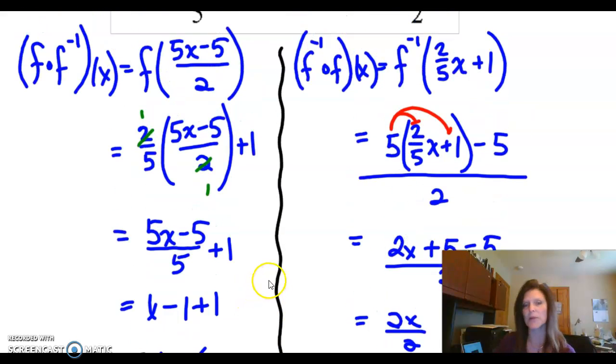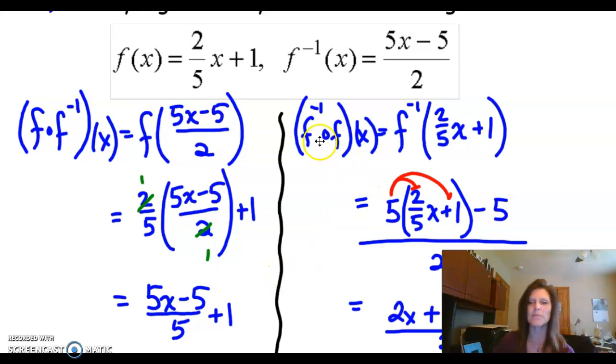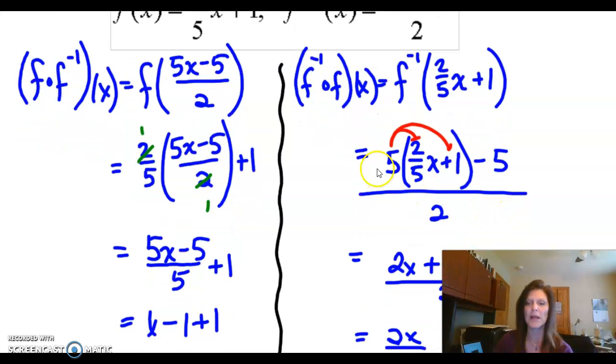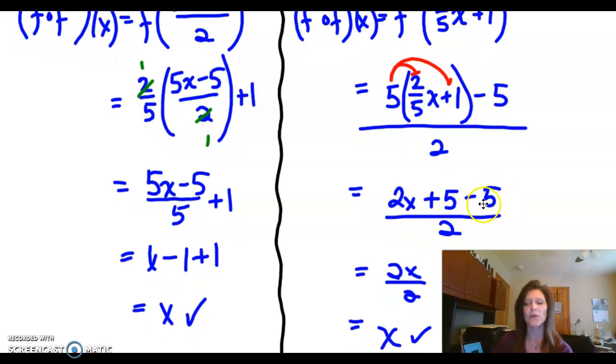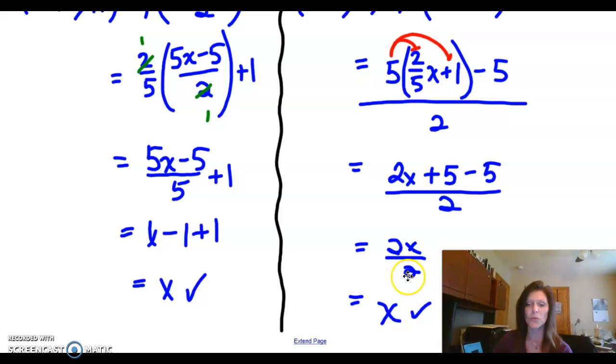Does it work the other way? Because sometimes we do have one-sided inverses. F inverse of f means we go find f of x, in this case the 2/5 x plus 1, and we're going to take f inverse of that value. So this time we take this expression and take all of that and put it up here in the top in place of the x times 5. So 5 times all of that stuff, and then we simplify. Well, when I distribute, I see that I get 2x plus 5. We still have the minus 5, so those are going to cancel. Then my 2's will reduce, and sure enough, I get x.